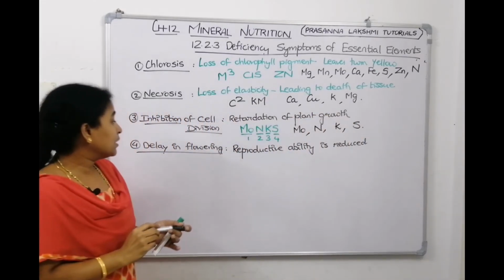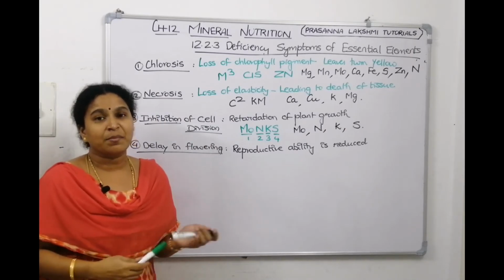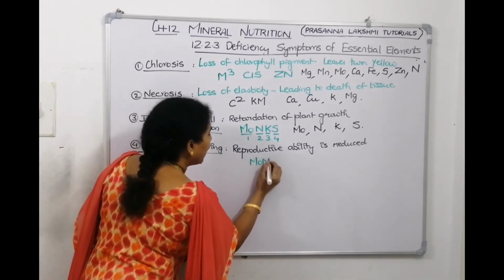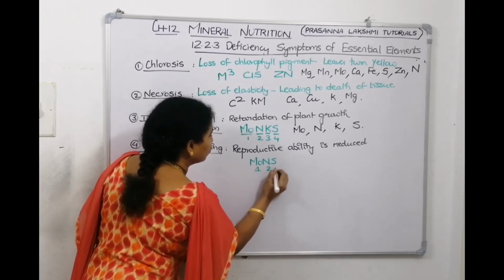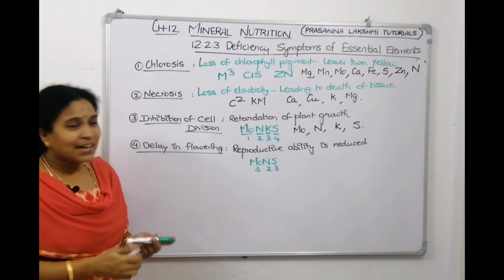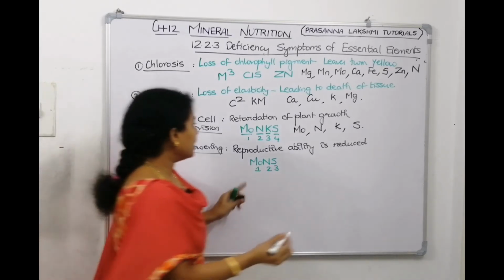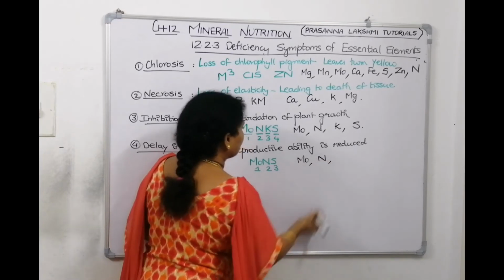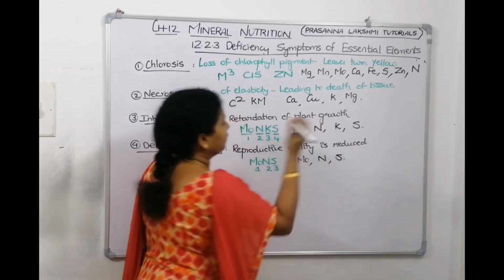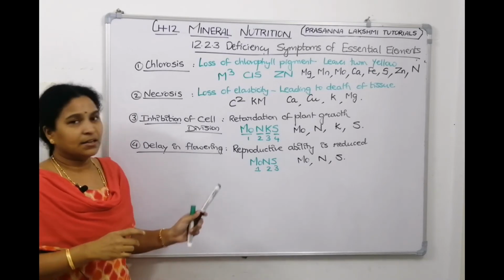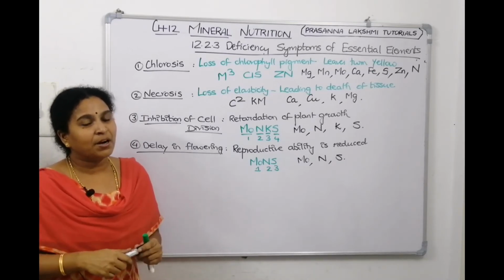Now, which elements' deficiency will cause delay in flowering? MONS. 3 elements' deficiency will cause delay in flowering. What are the 3 elements? One is molybdenum, the other one is nitrogen, the third one is sulfur. MONS deficiency causes delay in flowering. Children, is it easy to remember?